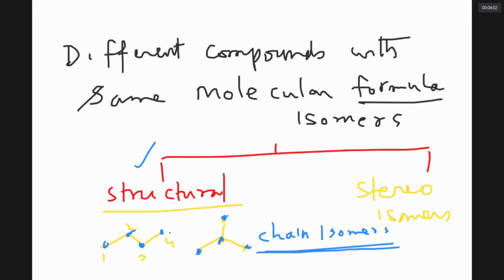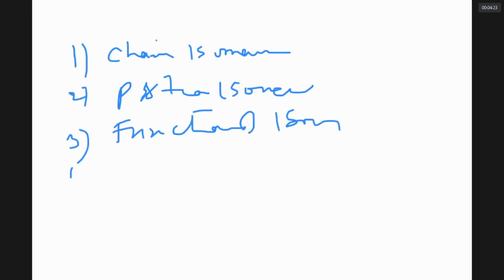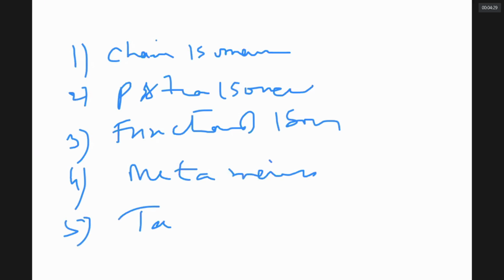There are so many variants in structural isomers, as you remember. Chain isomerism. Next one is positional isomerism. Next one is functional isomerism. Next one is metamerism. Next one is tautomerism. Do you remember all these cases?